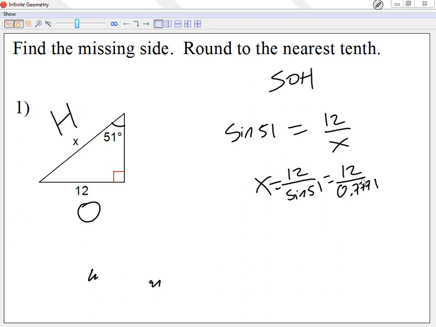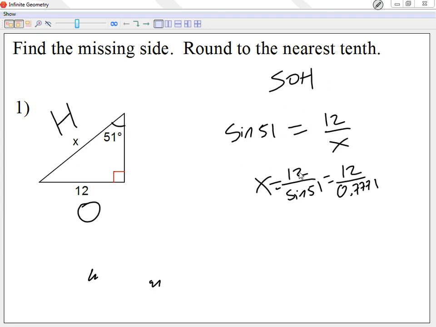On 51 degrees, you see how there are three numbers? The first number is sine, the second one cosine, and the third one tangent. On 51 degrees, the first number is your sine. You see it? Yeah? And then just divide.